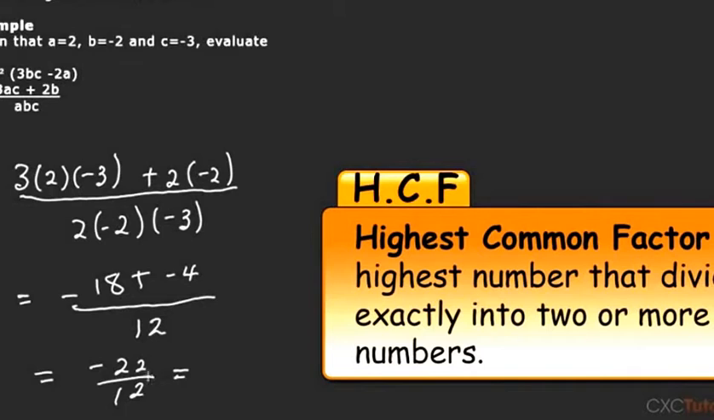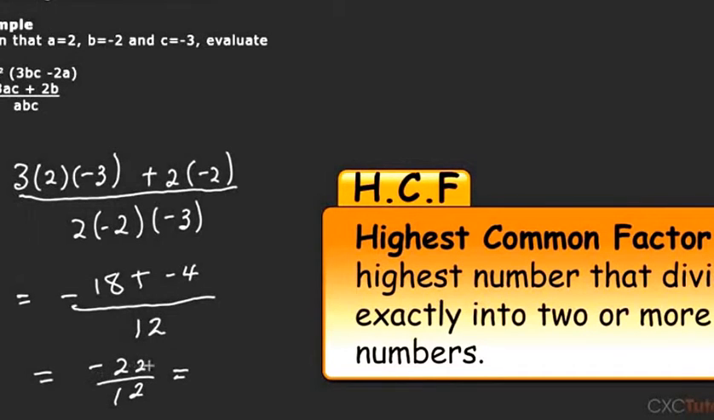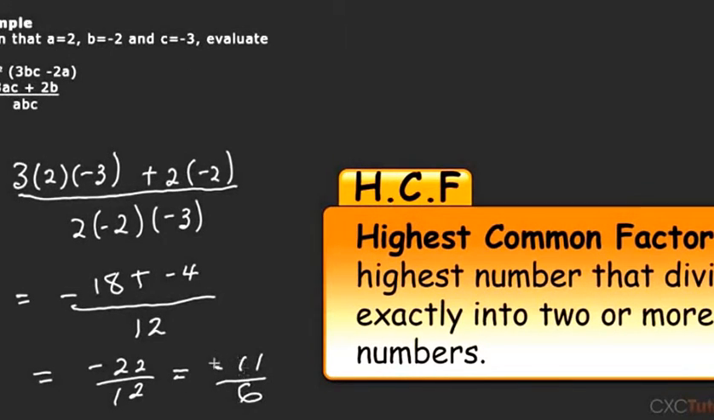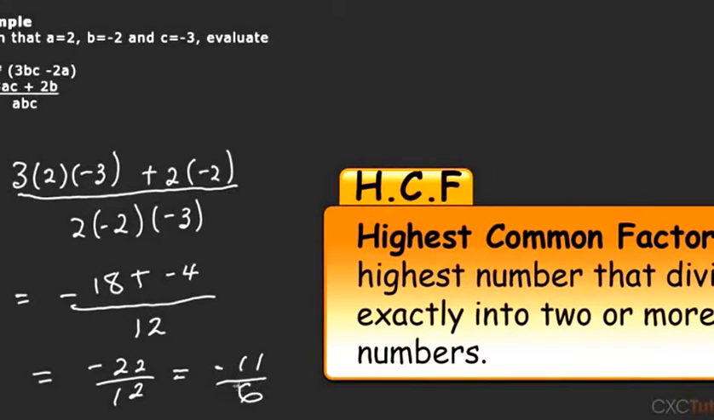And in this case, the only number we can think of is 2. So 2 into negative 22 is equal to negative 11, and 2 into 12 is positive 6. Now we can't go a step further because 11 is prime but 6 is not, so there is no other number that can go into 11 and 6 without a remainder.